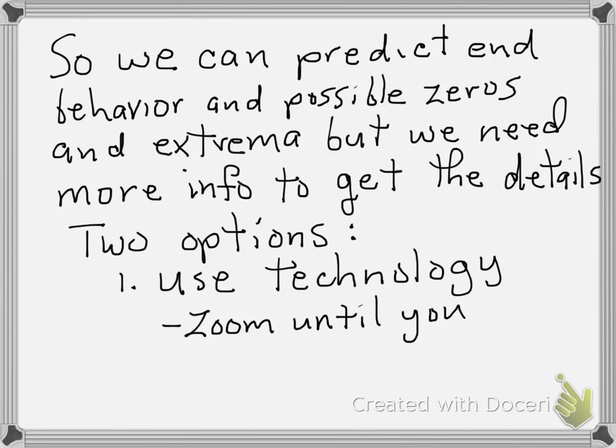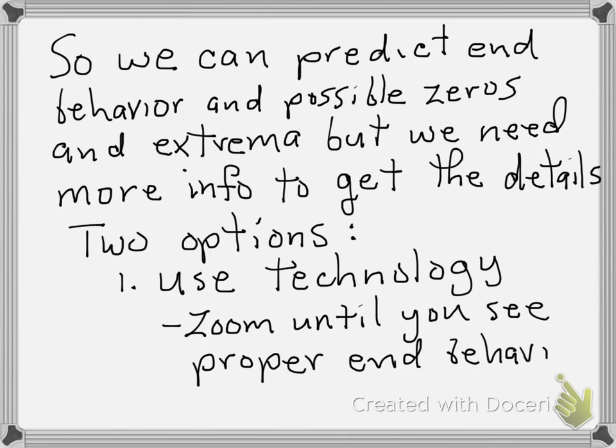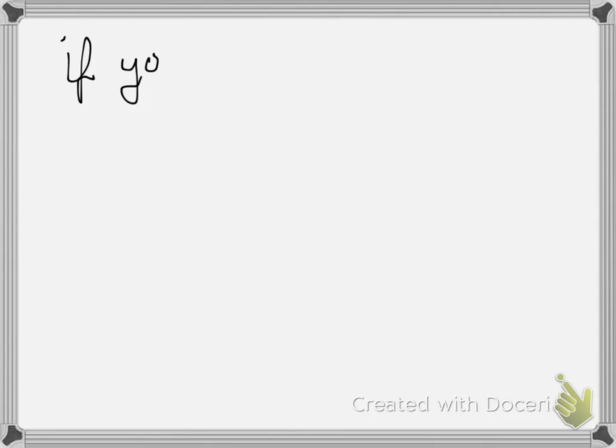So we've got two options to do that. One, of course, is the technology. Now, when you're given a function on the technology, you want to zoom until you see the proper behavior. You could actually enter something on your calculator and it will not show you the proper end behavior. And if that happens, then you need to zoom out until you know, okay, that's the proper end behavior.